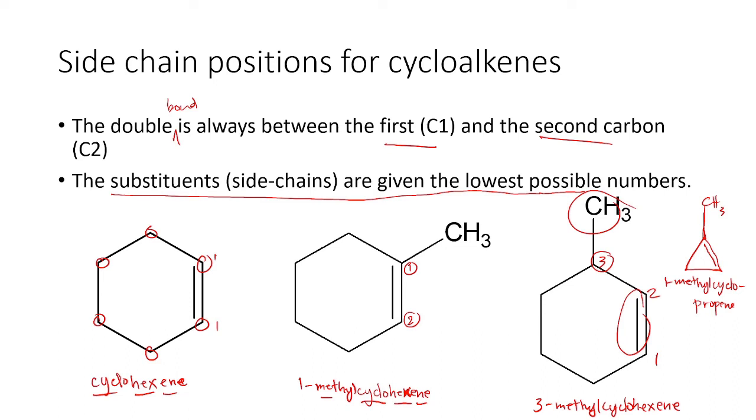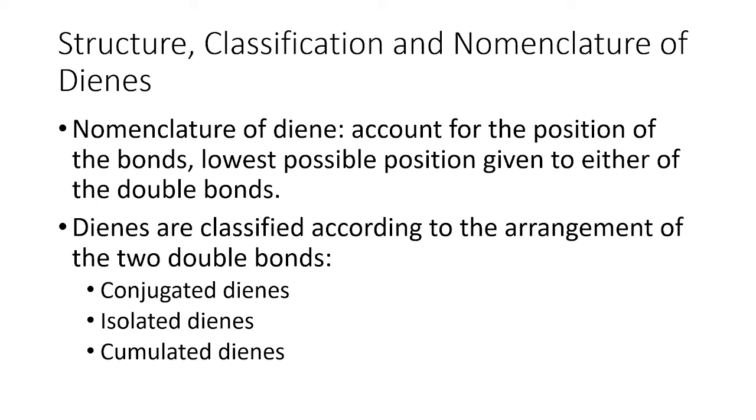So, let's move to dienes. By dienes, from the word itself, di meaning two, and ene as representative of alkenes. The nomenclature of dienes accounts for the position of the bonds and the lowest possible position given to either of the double bonds. When we talk about dienes, we have organic compounds that have two double bonds, meaning two carbon-to-carbon double bonds.